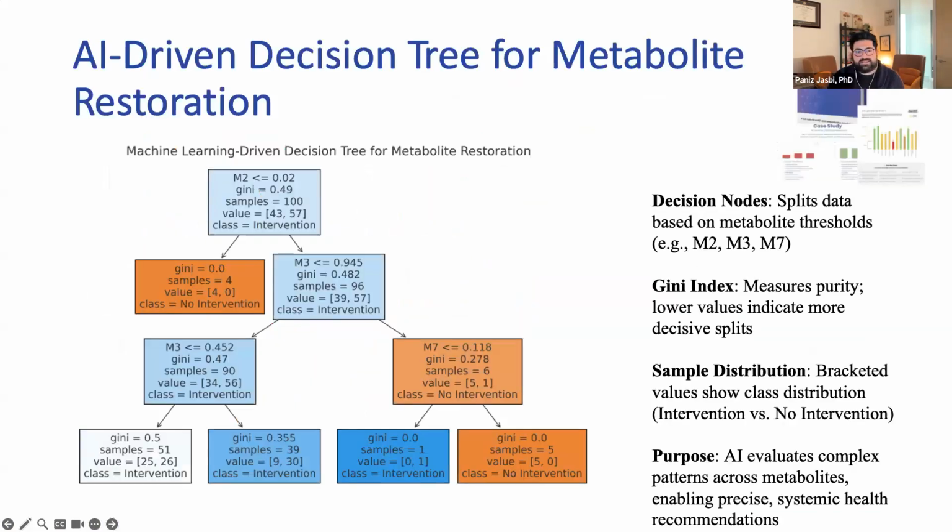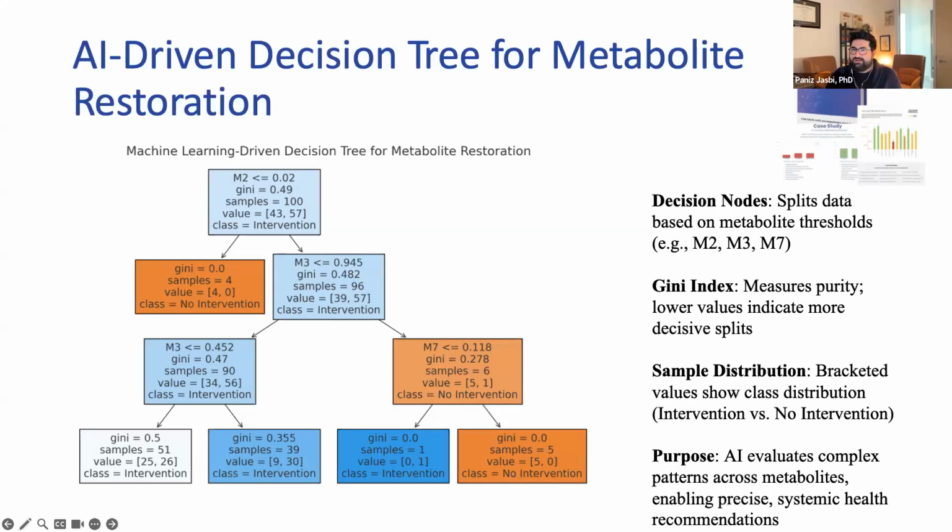So this slide shows a machine learning driven decision tree. It's essentially the process for metabolite restoration. So it really shows how our AI tends to process these complex patterns across multiple metabolites to make these recommendations. So let's walk through it and see some key points here. What you'll see are these decision nodes, and each node really represents a point where the AI splits the data, and it's based on a metabolite threshold, such as M2 or M3 or M7.